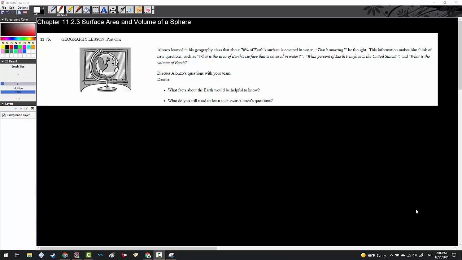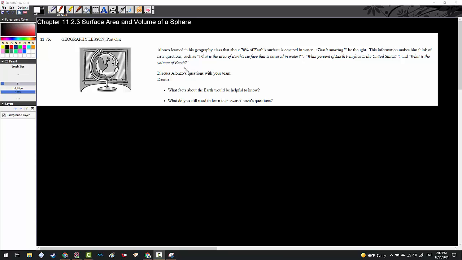And so we'll begin with 11-75, which begins with Alonzo learning in his geography class that 70% of the Earth's surface is covered in water. And he wants to understand how much percent of the Earth's surface is in the United States, how much area of the Earth's surface is covered in water, and what is the volume of the Earth.